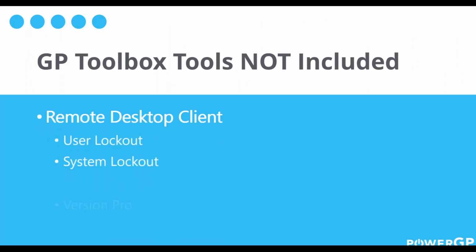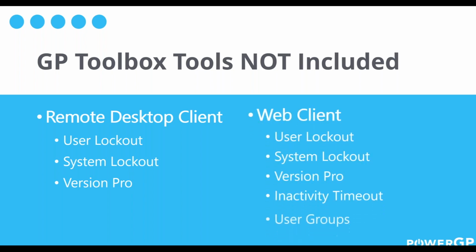If you are on remote desktop, the 3 tools we're not supporting are user lockout, system lockout, and version pro. We've had some technical issues with some of them, and version pro isn't really needed when you only have 1 remote desktop server. So those tools aren't going to be in the box. If you're using web client, same deal with those, but also inactivity timeout, user groups, and period open close. Those windows don't currently work with web client very well. So to make sure that all of our users have a great experience, we want to provide tools that actually work in the GP experience that they're using.